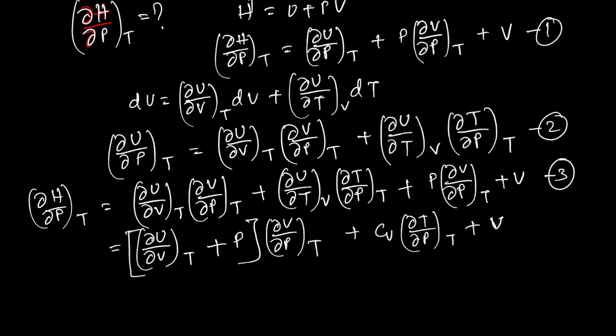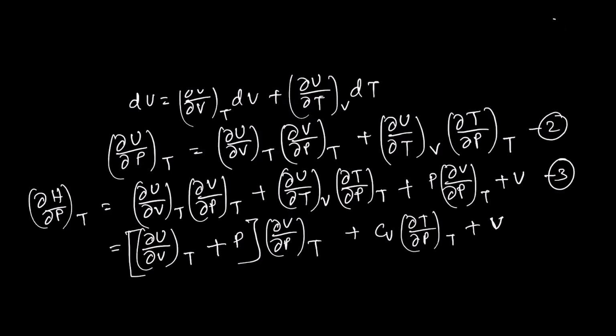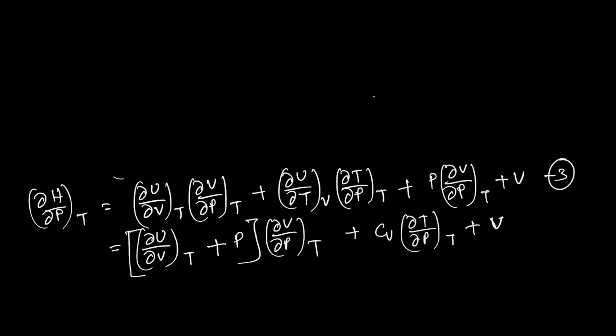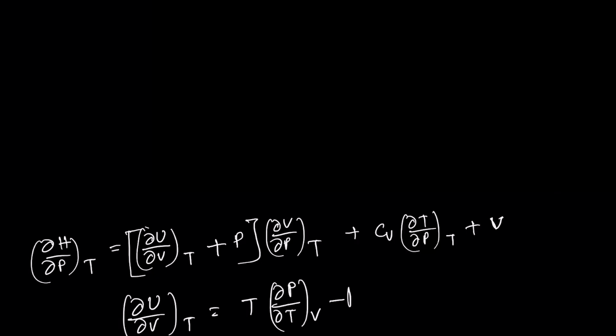Now, as I said, in order to write del U by del V, we used a trick, right. That trick we have to use again. Let me erase this part very carefully. Only thing is that we do not want to remember anything, we want to do it from scratch. So, this is our final expression. Now, del U by del V at constant T can be written as T del P by del T at constant V minus P, which you will learn later.